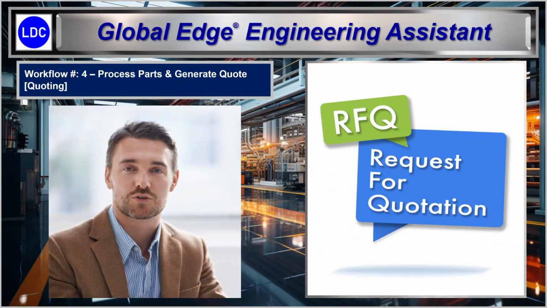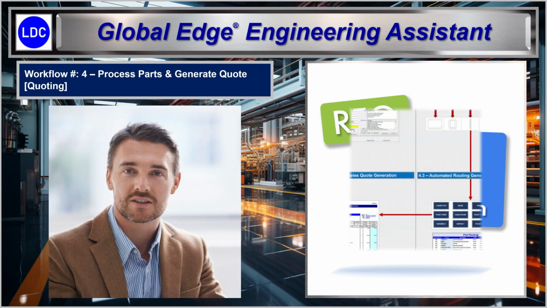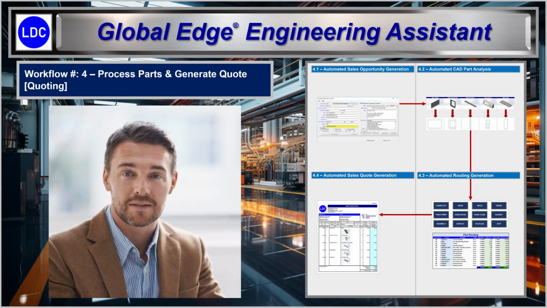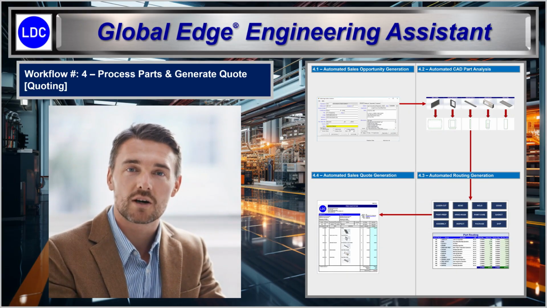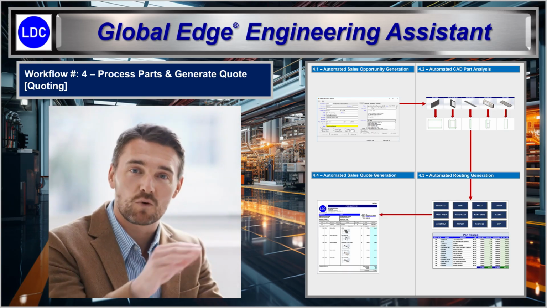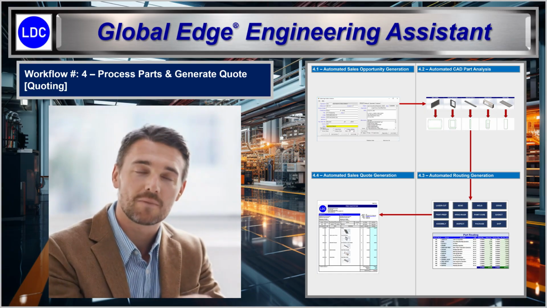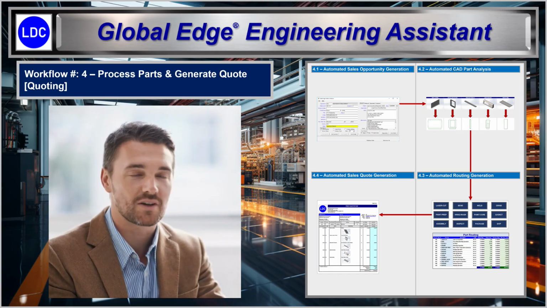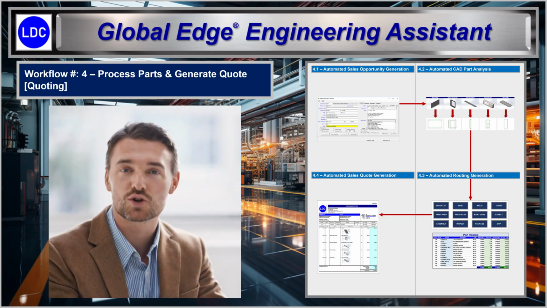This video demonstrates workflow number 4, process parts and generate sales quote, and highlights automated sales quote generation capabilities, including the automated processing of incoming requests for quote (RFQ), CAD drawings and specifications. This workflow automatically imports and analyzes each sheet metal CAD part, enabling accurate time and material cost calculations based on actual production costs and manufacturing requirements.